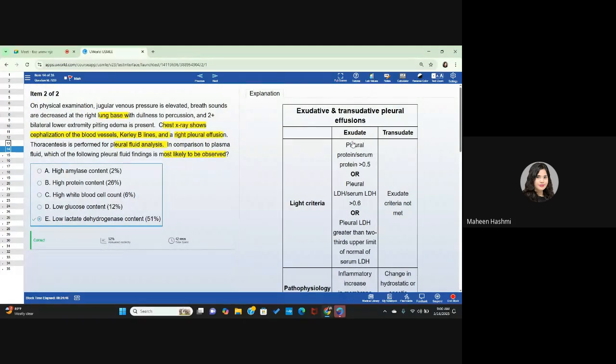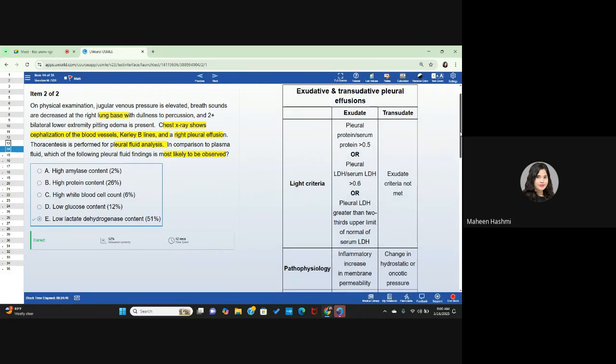What's going to happen? Low lactate dehydrogenase. Low LDH. Okay. So see, exudative and transudative, again, this is the Light's criteria that they had given into this. A pleural protein upon serum protein, if it is greater than 0.5, then they are referring to exudative. And if it is transudative, then this criteria is not met.